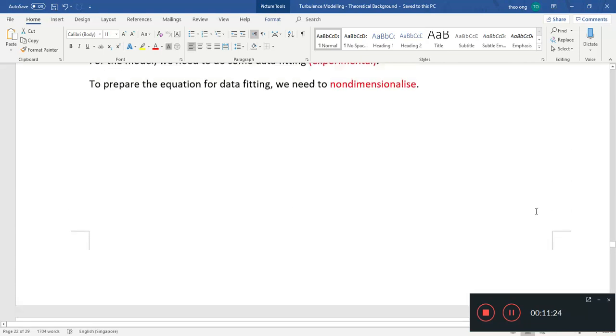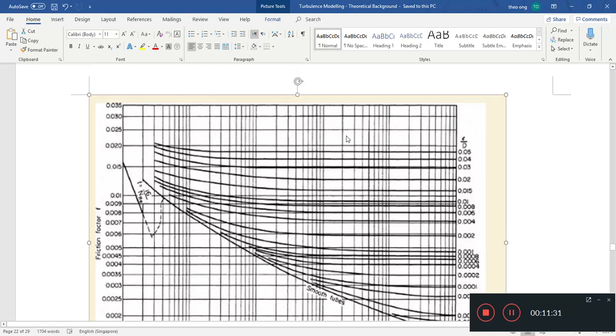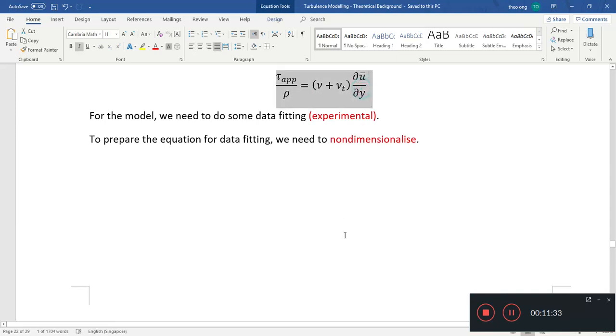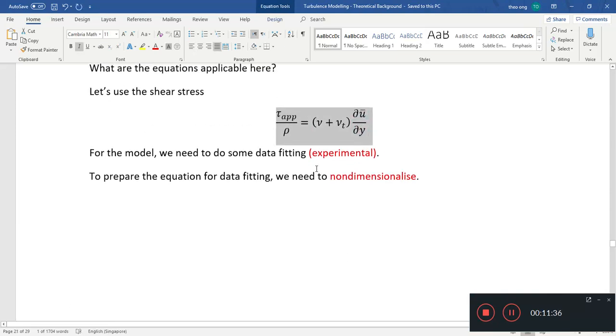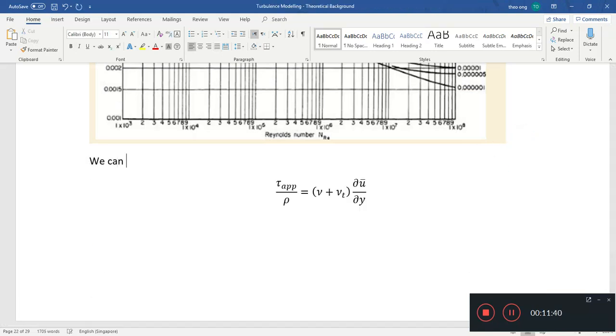Now this is of course for pipe flow, the overall pipe flow, but we can use a similar methodology for wall region modeling, wall modeling of the viscous sublayer. So we can start non-dimensionalizing.